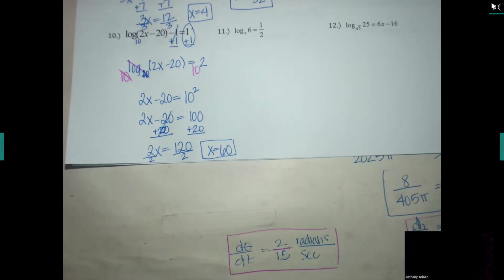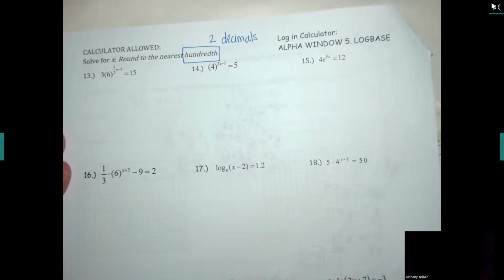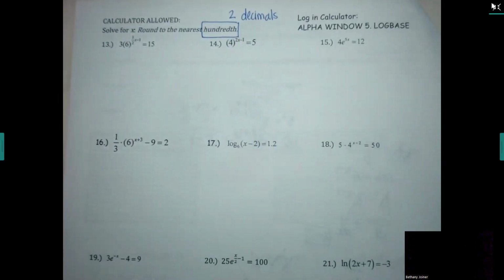Okay, now for the front, pretty much all of your answers came out to either nice whole numbers or fractions. Okay, for the calculator section of your test, you're going to round to the hundredths place. Okay, and if you don't know, that's 2 decimals. And this is just like we've done the last 2 days of class. That's what we've been rounding to.